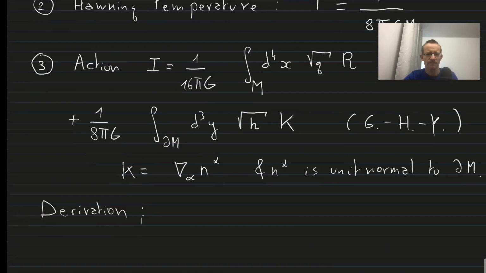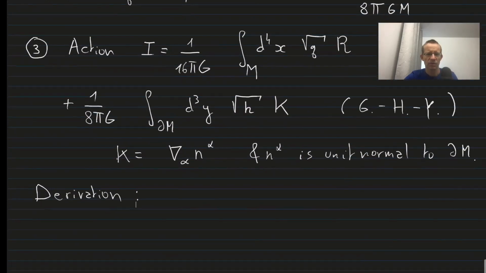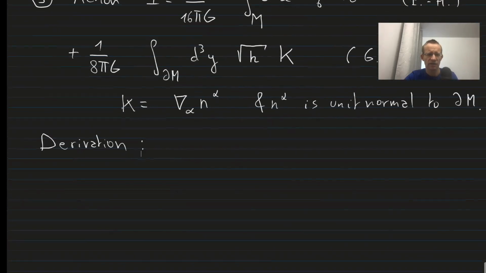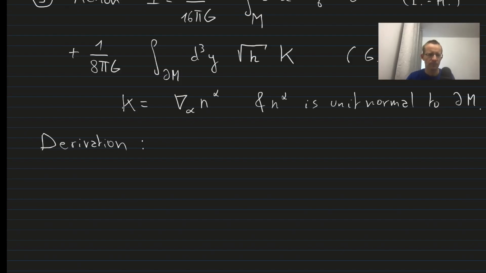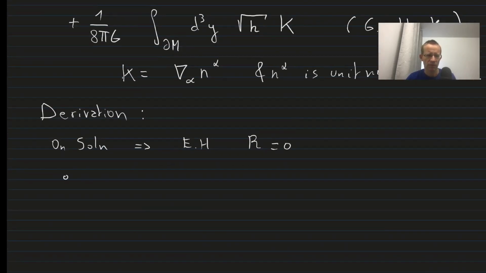So given these prerequisites, the Euclidean path integral, the Hawking temperature, and the Gibbons-Hawking-York term, we can start deriving the black hole entropy. The first observation is that if we evaluate the action on a solution, then the Einstein-Hilbert term, which is proportional to R, is 0 because of the vacuum Einstein equations. So the bulk term is not going to contribute to our Euclidean action, or the saddle point approximation to the path integral, but only the boundary term will contribute. So only the boundary term contributes.